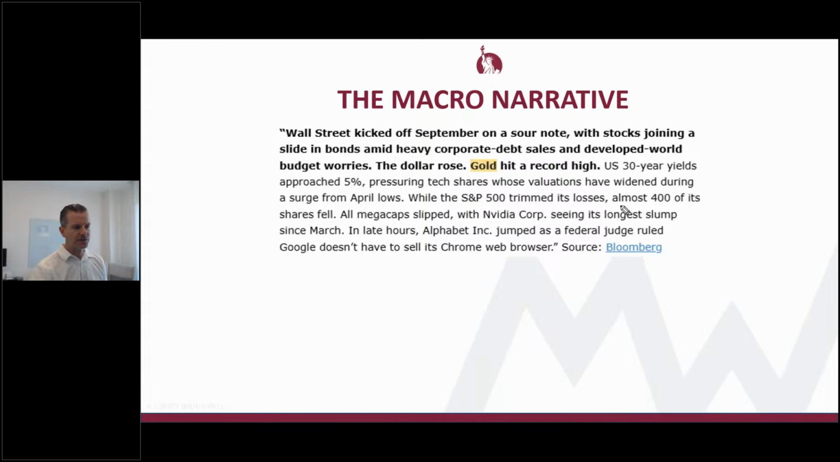So while the S&P trimmed its losses, almost 400 of its shares fell, all mega caps slipped. NVIDIA, seeing its longest slump since March, late hours, Alphabet jumped as a federal... okay, super. So that's the narrative. While the crowd reads these headlines, we position for income.